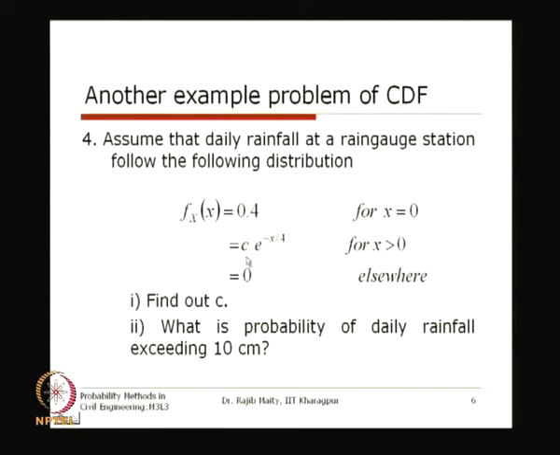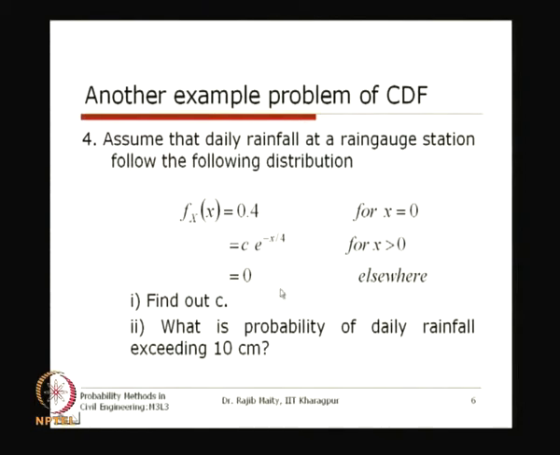So now for x greater than 0, the CDF is c e to the power minus x by 4, and elsewhere it is 0, that is, from minus infinity to less than 0, this value is 0.